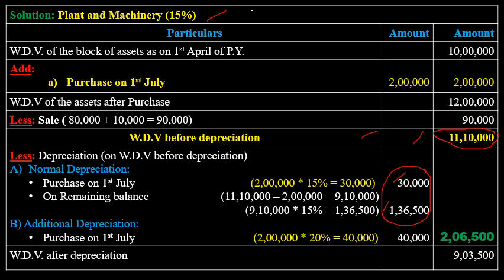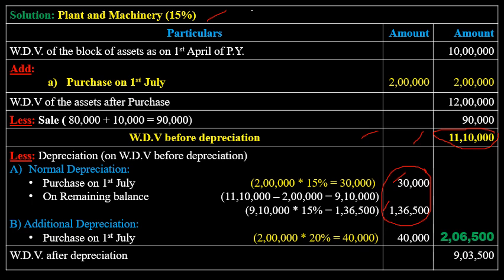Here additional depreciation is applicable because there was a new purchase in the previous year. Additional depreciation comes only whenever there is a new purchase in the previous year under the category of plant and machinery. Here also SSC purchased one plant in the month of July. So therefore we have to calculate additional depreciation.